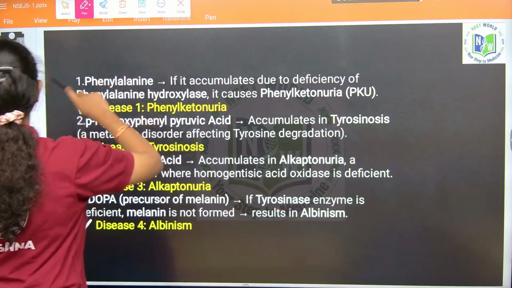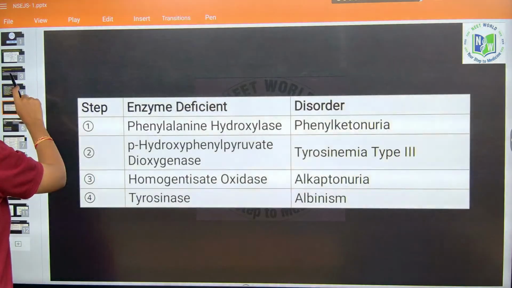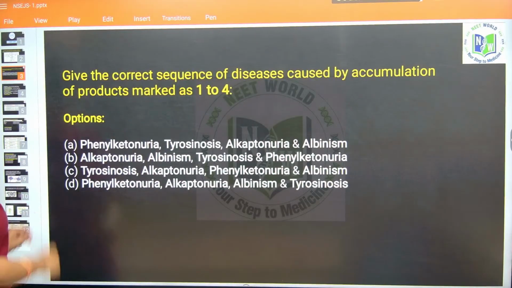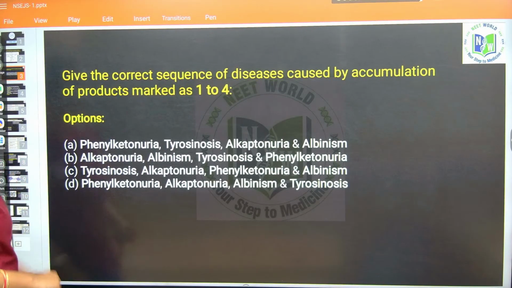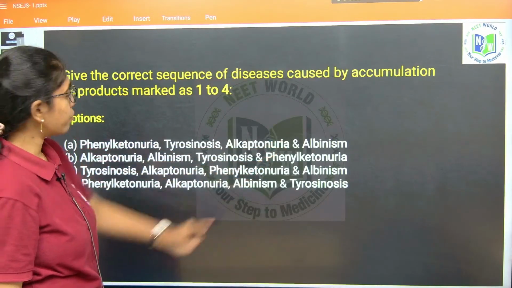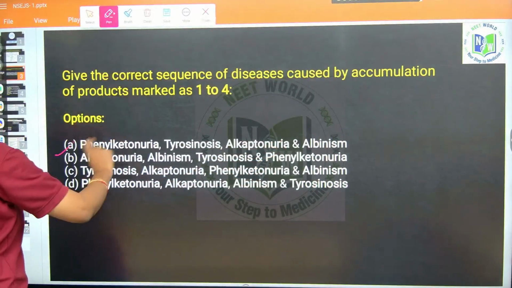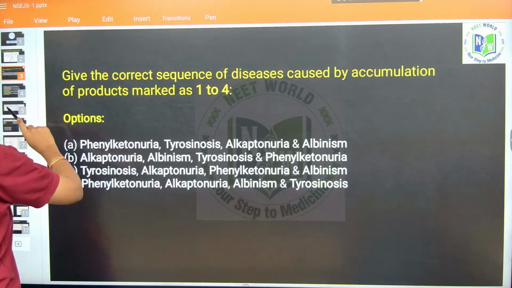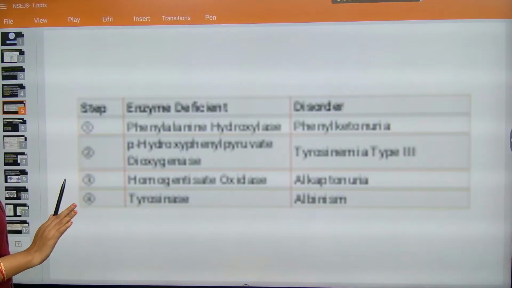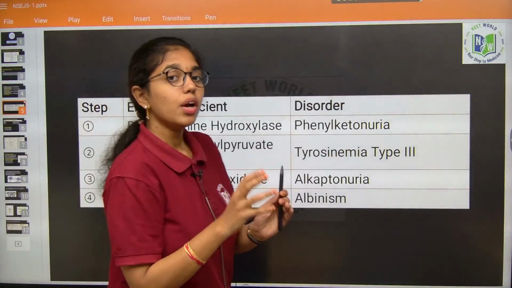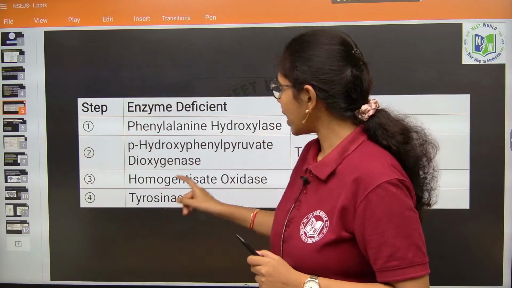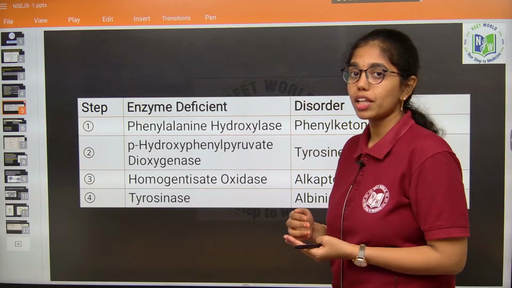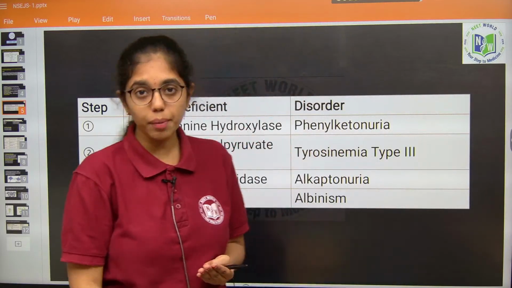Clear, right? So, this table we have to remember. In this, what will be the right answer? First disease is phenylketonuria, second is tyrosinemia, third is alkaptonuria and fourth will be albinism. So, option A will be the right answer. This table is important, from this question we can take the references of this enzyme deficiency. Based on those metabolic pathways, a few more questions we can expect in the coming examination.